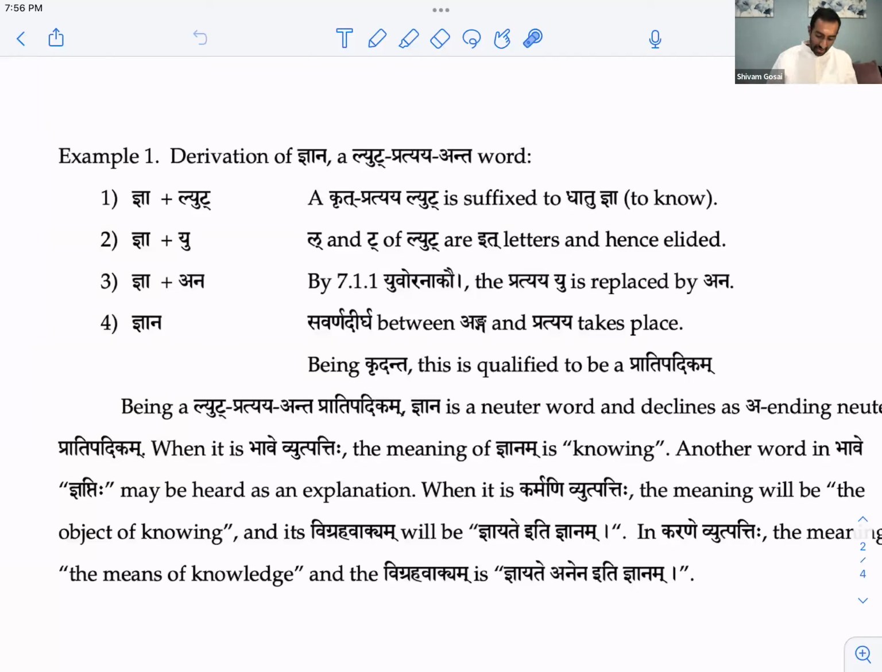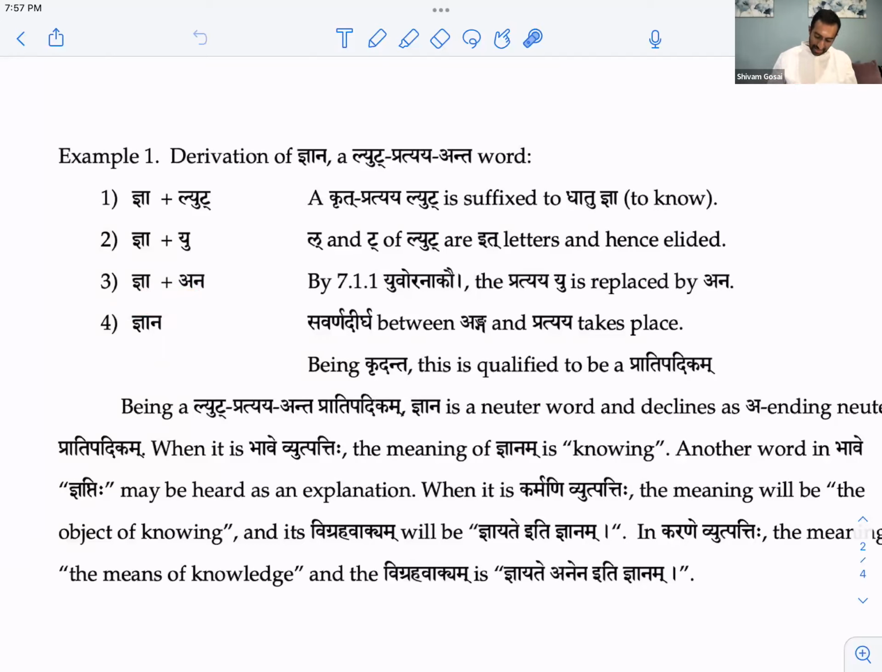Okay. So let's see how it's made. Jna plus lyut. Again, the la and ta go away. They're it letters, and hence they're removed. But yu becomes ana. So now I have jna plus ana. And I have an akara plus an akara. You just add savarna dirgha sandhi. They go together, so it's jnana. It's as simple as that. Jna plus ana becomes jnana.